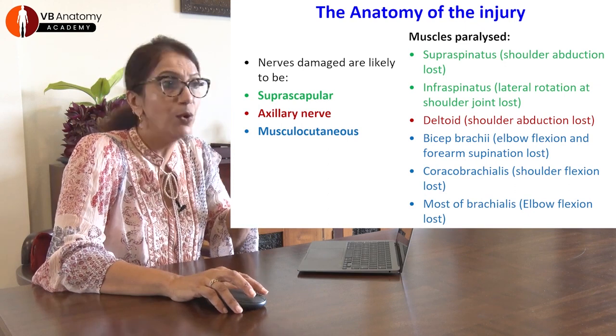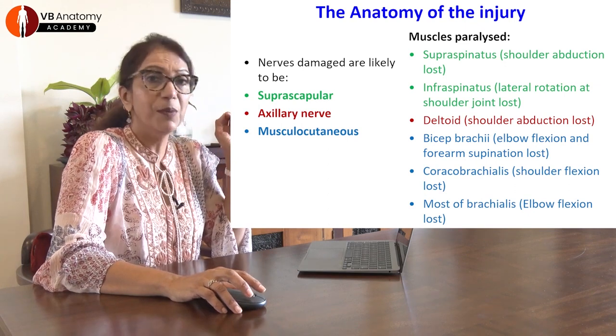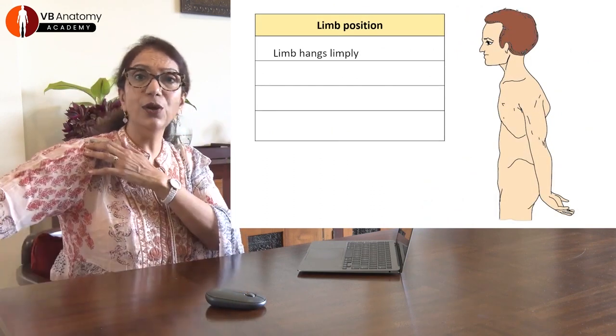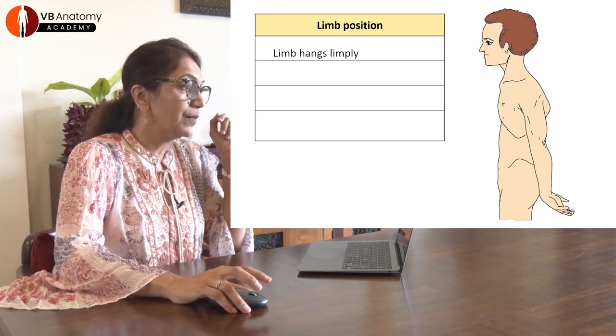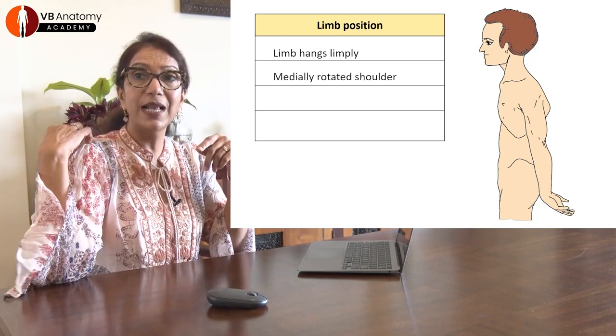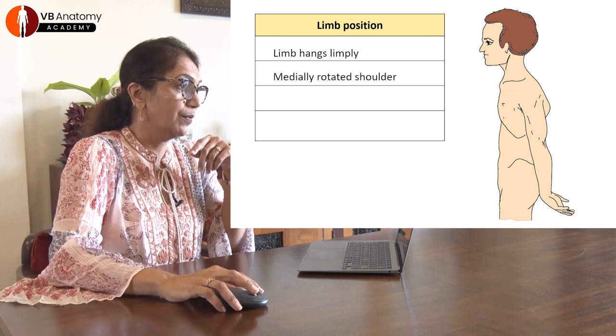What is happening? What is the position of the patient then? The patient comes with the limb hanging limply. Why limply? Because he cannot abduct. Okay. Medially rotated shoulder. Why medially rotated? Because the lateral rotator is gone.